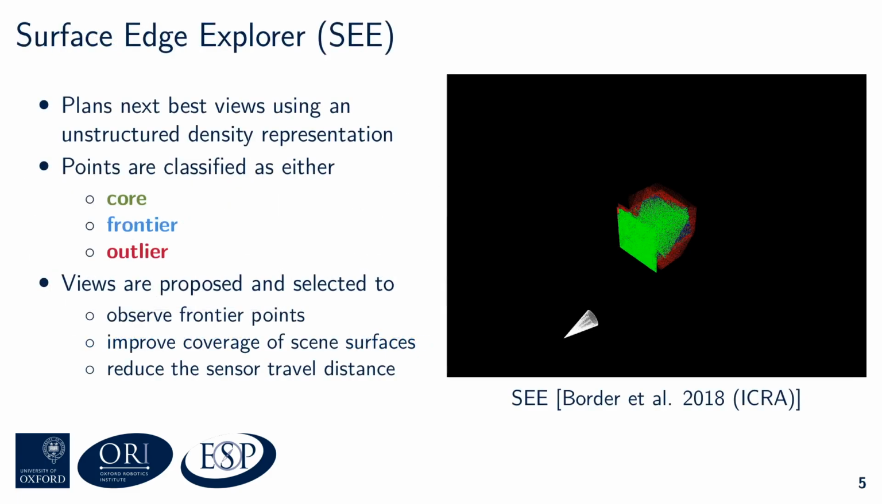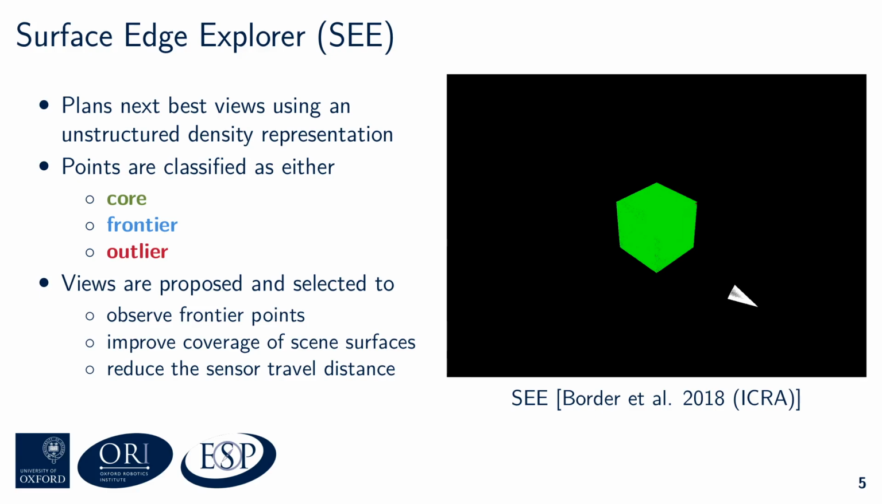The Surface Edge Explorer, known as SEE, is a next best view planning approach that uses a novel unstructured density representation. This representation classifies every point measurement based on the density of neighboring points as either a core, frontier, or outlier point. Core points represent fully observed scene surfaces, outlier points denote partially observed surfaces, and frontier points lie on the boundary between the two.